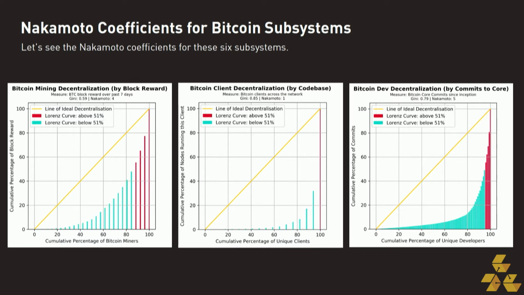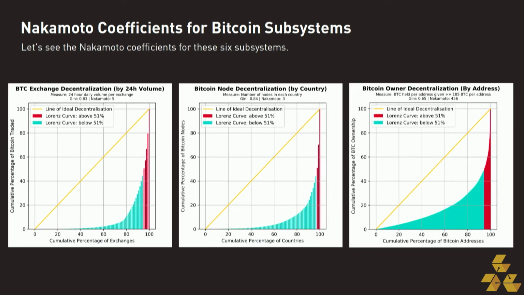So if we calculate the Nakamoto coefficient for these systems, it's basically 4 miners to get to more than 51% of block rewards. 1 client would get you to more than 51% of the Bitcoin node code base in terms of clients. It'd require 5 developers of Bitcoin Core to get to more than 51% of commits. It would take 5 exchanges to get to more than 51% of exchange volume. It would take 3 different countries to get to more than 51% of nodes. And it would take about 456 holders to get to more than 51% of Bitcoin, for large holders of Bitcoin.